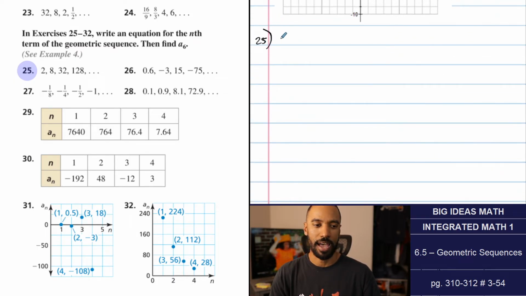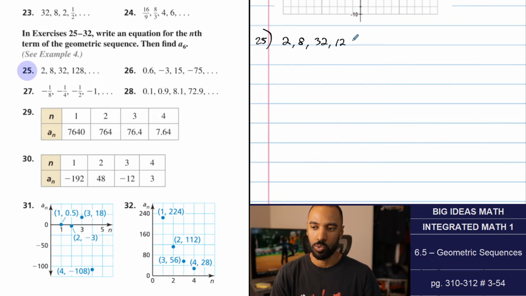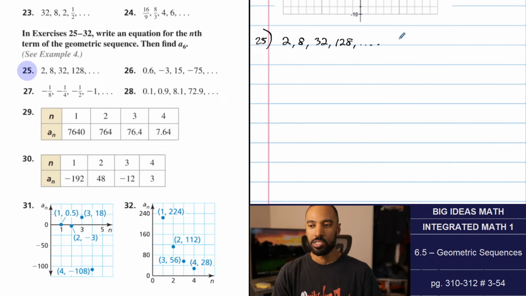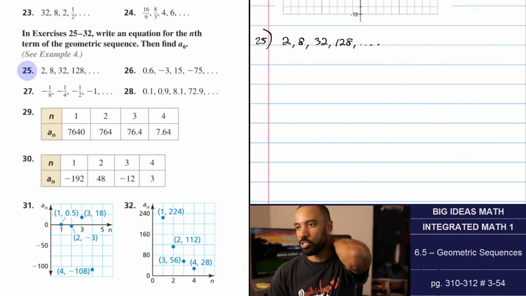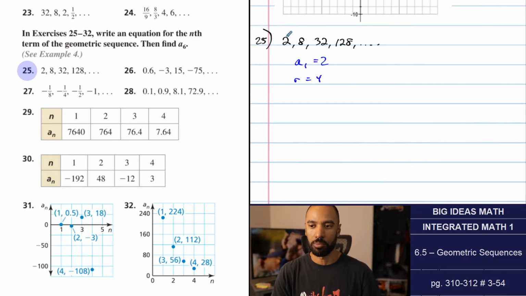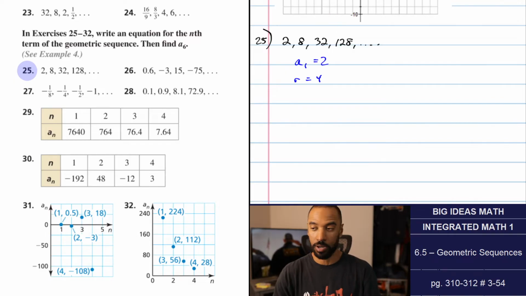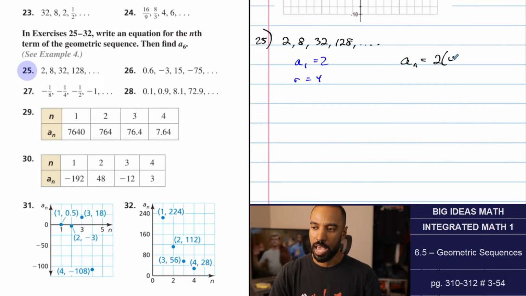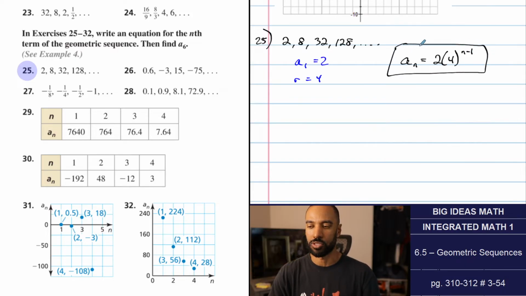So number 25 begins it. We have 2, 8, 32, and 128. The 6th term, sure, it's 2 away, but what we have to do in this case here, I'd love for us to establish the value of the first term and the common ratio. The first term is 2, and you're multiplying by 4 each time. So your rule is going to be the first term times the common ratio to the n minus 1 power, like that. We'll get used to that appearance, okay?